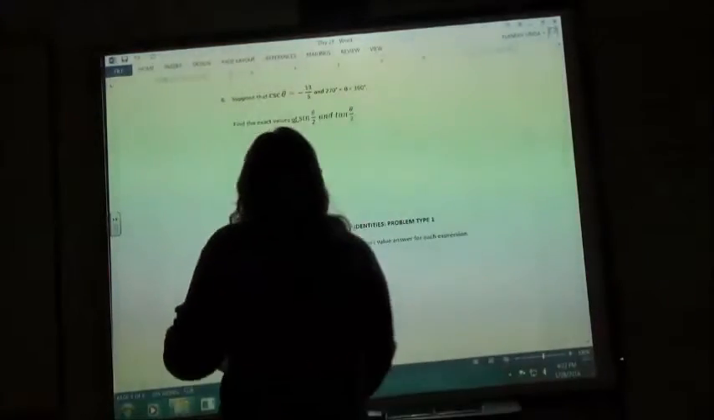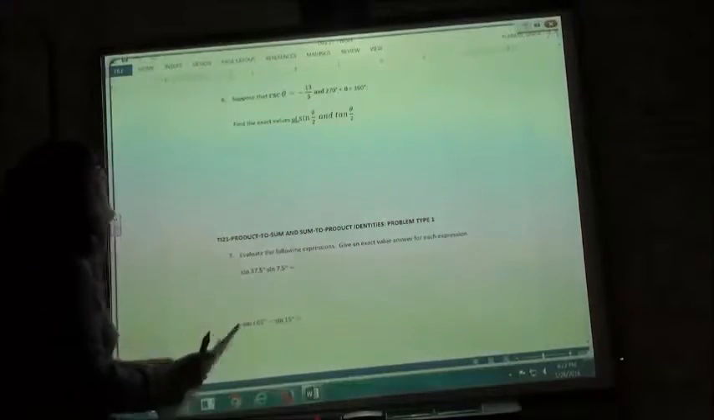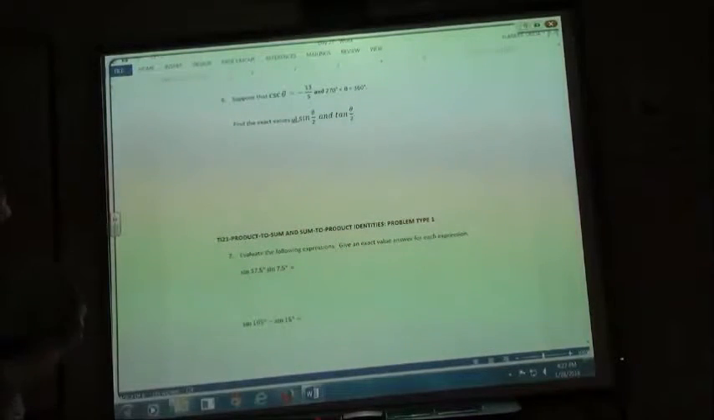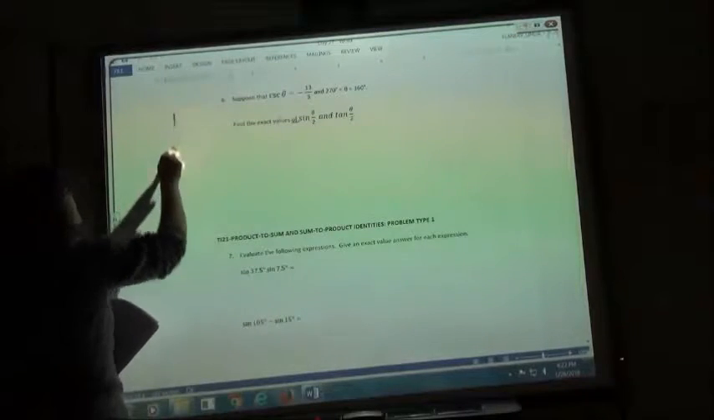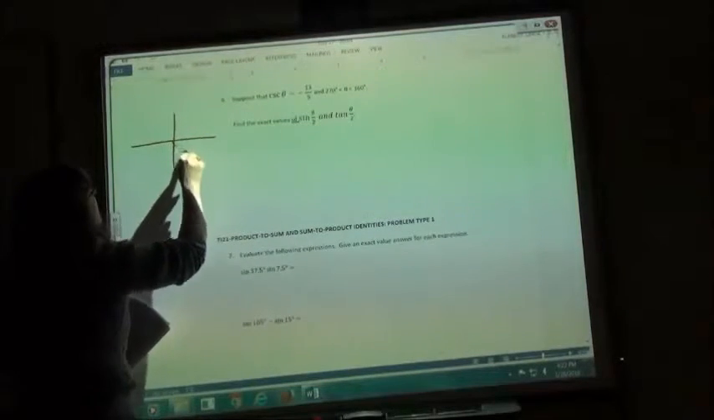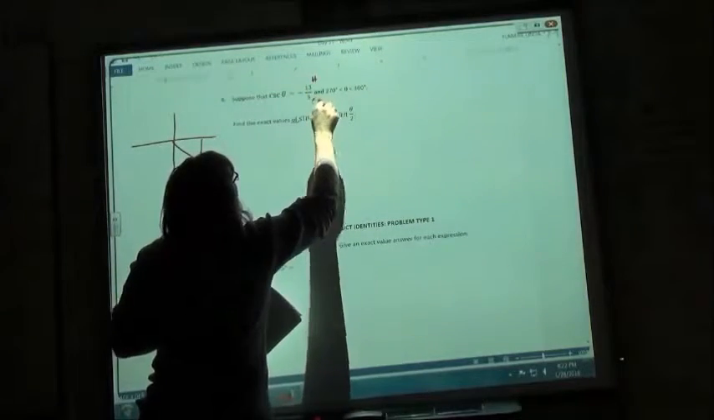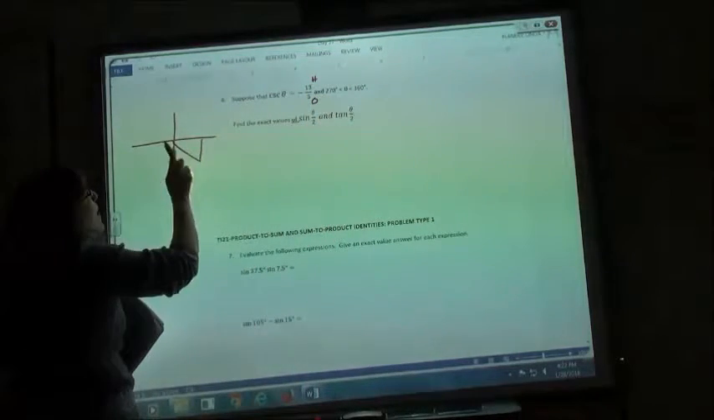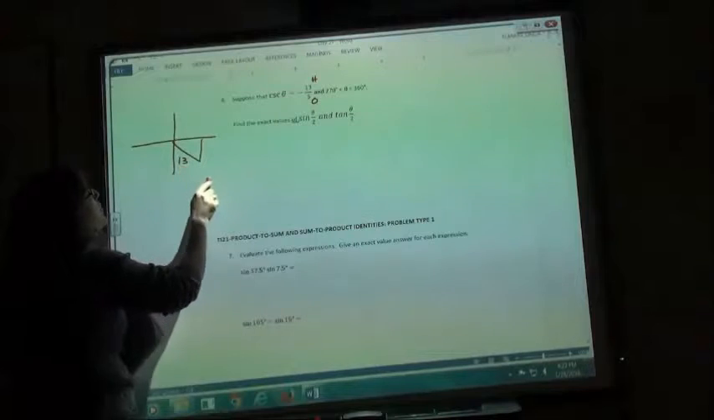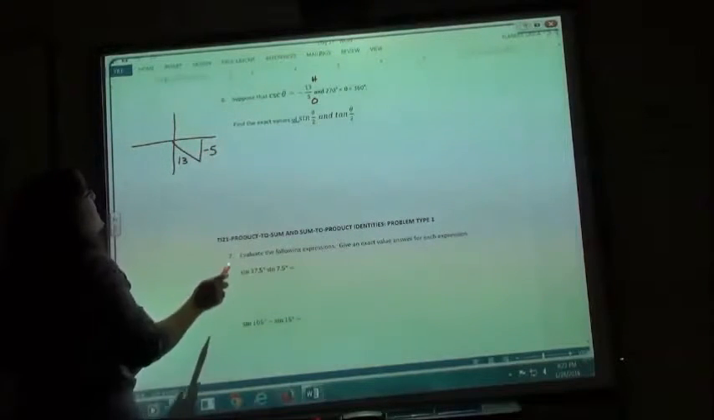So number 6 tells us that the cosecant of theta equals negative 13/5, and you're between 270 and 360. So I'm going to be in quadrant 4. My cosecant is my hypotenuse over my opposite. So my hypotenuse is always positive, it's going to be 13. My opposite is negative 5.